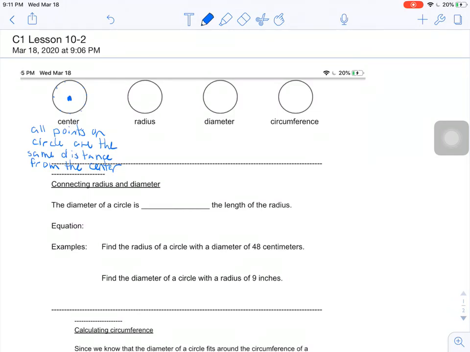You also learned about the radius of the circle, and the radius is that distance from the center to any edge of the circle, and it's the same all the way around the circle. Because it is what's making up the circle, it gets its own special name, so we call that the radius. It's the distance from the center to the edge of the circle.